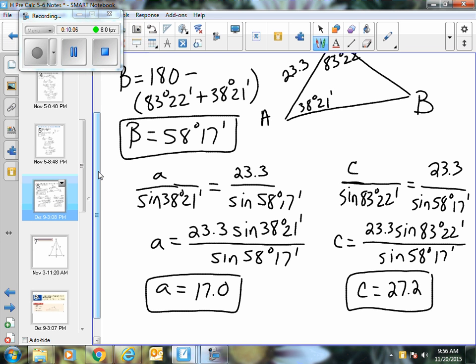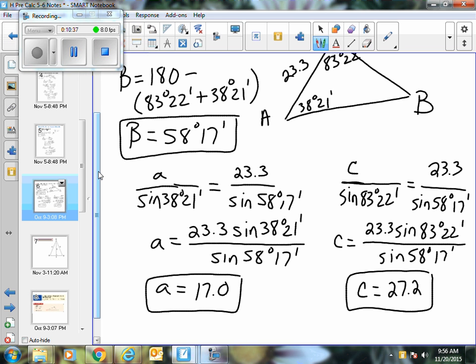So I set up my ratios. a is to sine of angle A, as little b, 23.3, is to the sine of angle B, 58 degrees 17 minutes. Cross multiply and divide, I got 17.0 for a. Did the exact same thing for c, so little c is to sine of angle C, which is 83 degrees 22 minutes. Use the same information on the other side about angle B, cross multiply, divide, and I got 27.2.